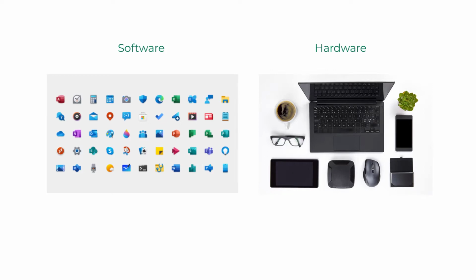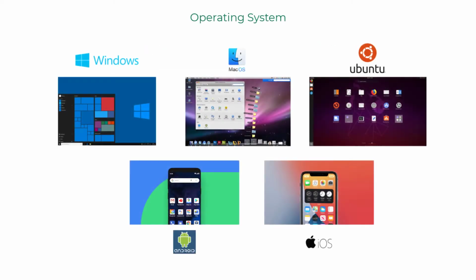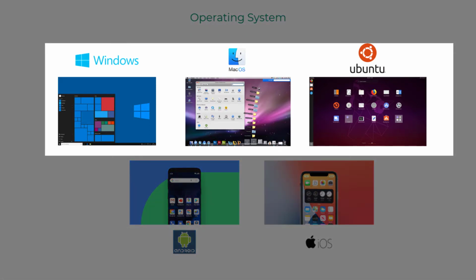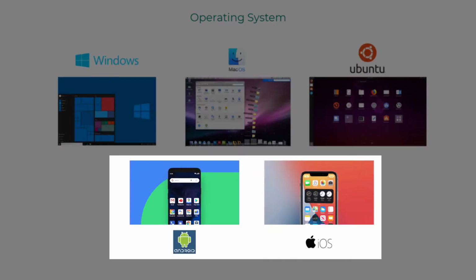How do we bridge software and hardware on a computer? By using an operating system. An operating system is used to manage the internal operations of the computer hardware and to host the programs developed specific to it. Each operating system is optimized for the hardware it resides on. For instance, Windows, Mac OS, and Ubuntu are optimized for desktop or laptop hardware. Android and iOS are optimized for mobile hardware.